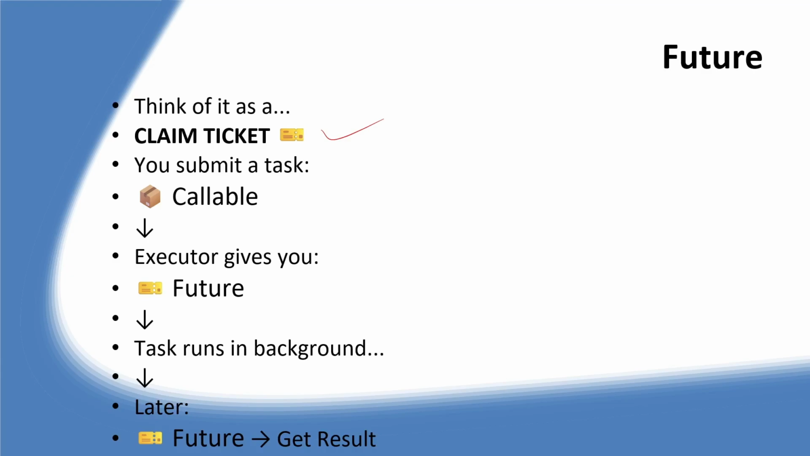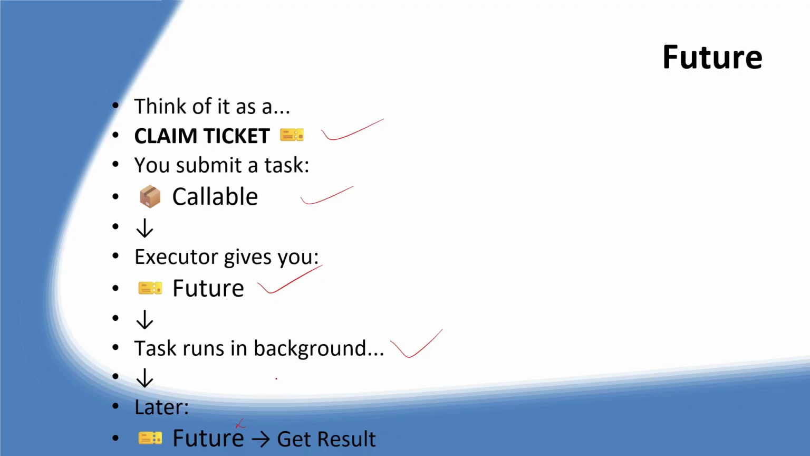We submit a task using Callable. Then the executor will give us a Future. A Future is like a token or a receipt. The task may execute asynchronously, like the task is running in the background. Then we can use that Future to interact with the task outcome. For example, we can retrieve the result when it becomes available. Once the result is available, we can get that result from the Future.